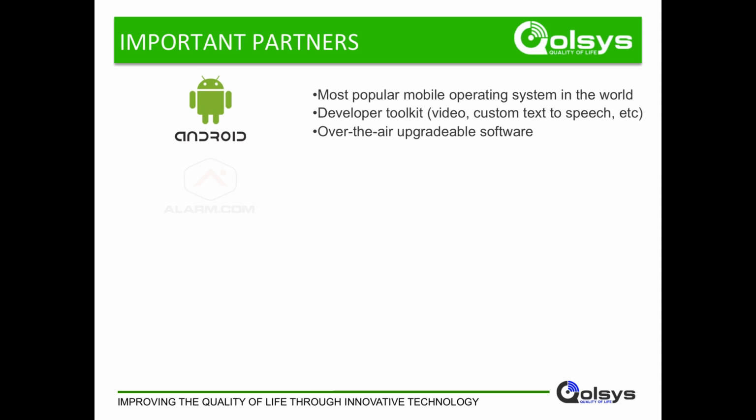Now we're not just running kind of an off-the-shelf Android. You know, you can't load Angry Birds on the panel and play video games in the hallway and things like that. But at its base layer, we are running a version of Android that allows us to develop things quickly. So you see here on the screen things like video, custom text-to-speech, language translation, etc. All those types of things are built into Android and give us a great starting point to then go build a security system off of. And most importantly, it's upgradable, it's flexible, it's updatable over the air, so we can send software updates down to the panel. So Android has been a great partner for us and a great starting place.